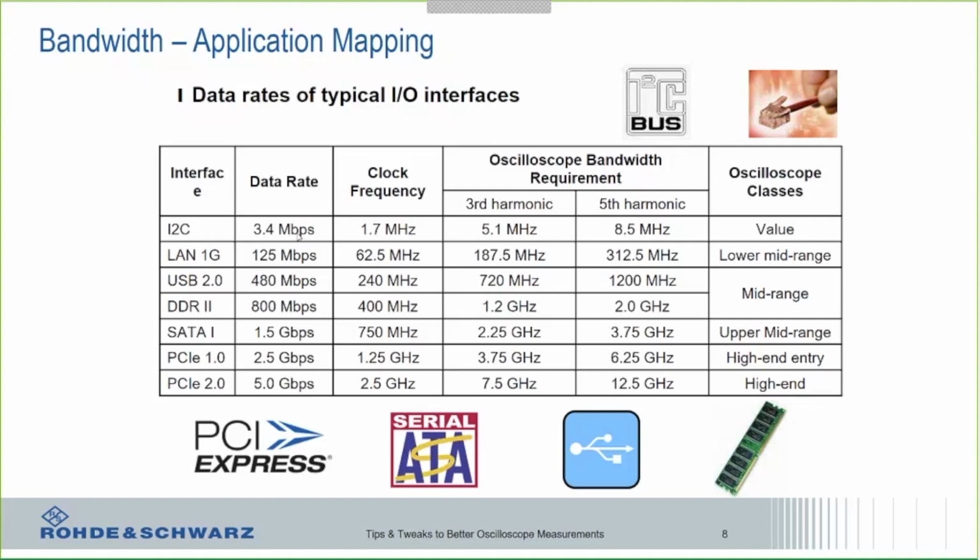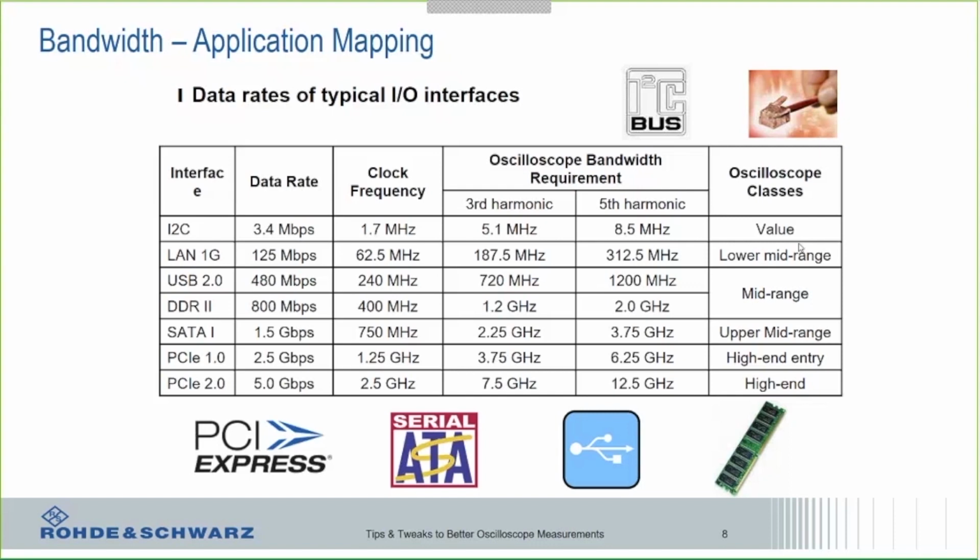If you only care about the third harmonic, you can get by with 5.1 megahertz of bandwidth. If you want to see the fifth harmonic, you need 8.5 megahertz of bandwidth. Now, that's a pretty low speed signal. Almost any digital oscilloscope available today is going to give you enough bandwidth to accurately reproduce that waveform. And when I talk about oscilloscope class, it's something that we call a value-based oscilloscope. But most oscilloscopes are going to have plenty of bandwidth to make that measurement accurately.